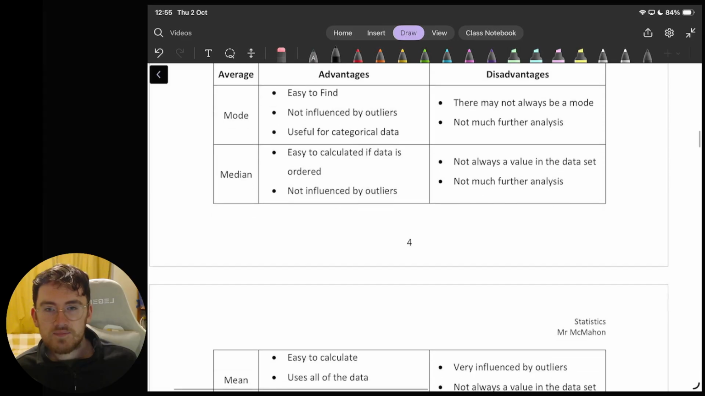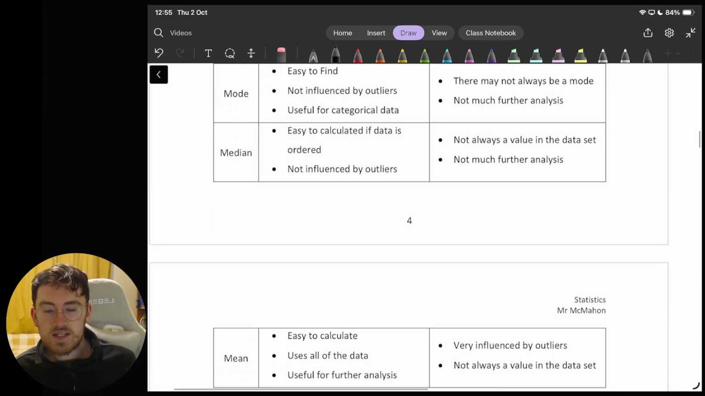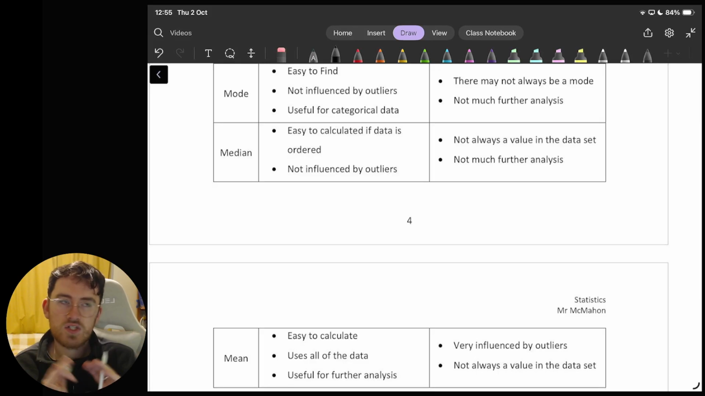The median can actually be quite useful because it can be easy to calculate if the data is ordered, and it often isn't hard to order the data either. And the median is not influenced by outliers because we're looking for the middle value. We're not looking at those extremes of highs and lows, so we're not including the outliers typically in our calculations. The disadvantage there, as we saw, is it may not be a value in the data set. That can be a slight disadvantage if we're looking to compare what people got within an exam. It can be annoying if that median value isn't a value that's there.